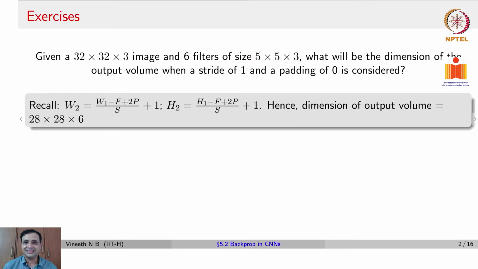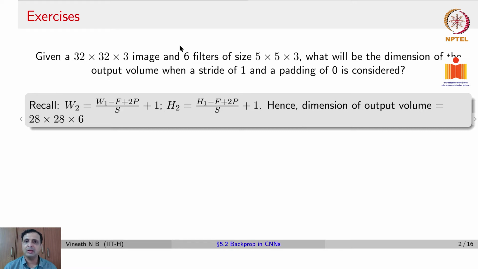Before we go there, let's revisit our exercise from last class, which was: given a 32 cross 32 cross 3 image and 6 filters of size 5 cross 5 cross 3, what is the dimension of the output volume with a stride of 1 and padding of 0? The answer is straightforward. W2 is equal to (W1 minus F plus 2P) by S plus 1. A similar formula for H2. You simply plug in the values and you get 28 cross 28 cross 6, where 6 is the depth of the output because of the number of filters.